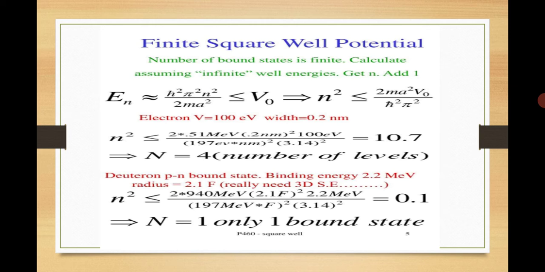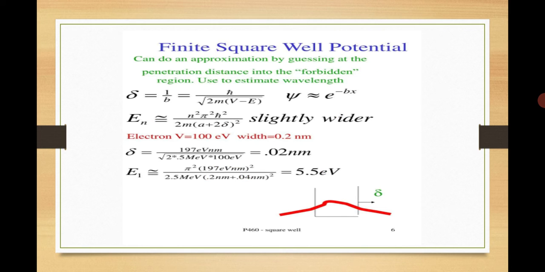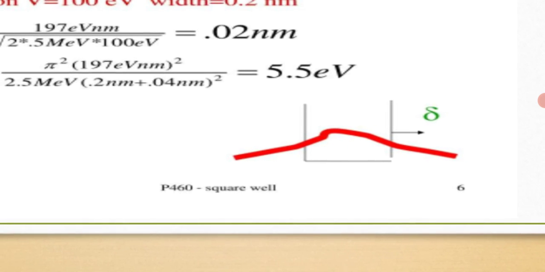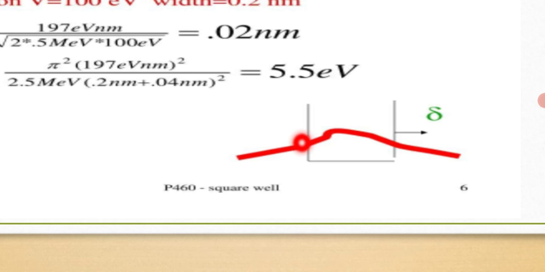For n, we get n square, and from this, finally, n is equal to 1. Only one bound state is there. If we observe the figure, the particle, shown in red, has only one bound state.